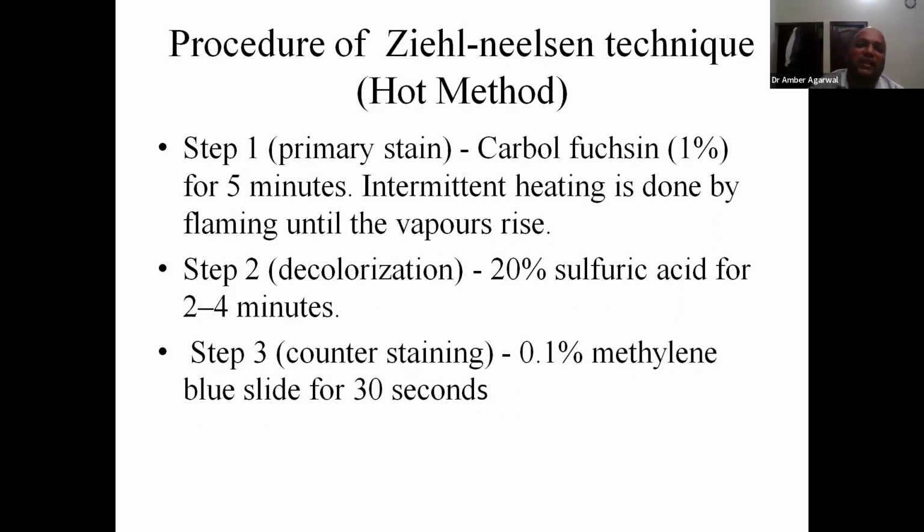Now the steps for the ZN staining: the first step is carbol fuchsin for 5 minutes. Ideally, you should heat in between so that the mycolic acids give space and the primary stain can go in, and you should heat so that you see the fumes but not boiling. Then is the decolorization with 20% sulfuric acid, and then the counter stain.